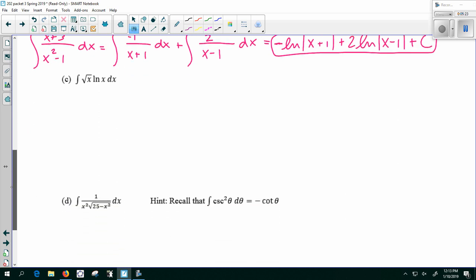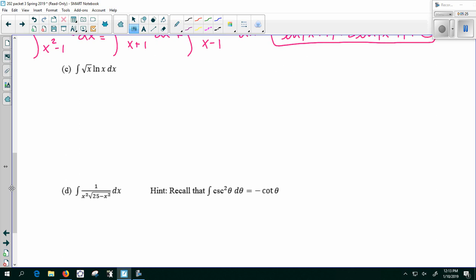All right, my next one, square root x times ln x. It's a product, but my two terms, one is not obviously a derivative of the other. Ln x and square root x are not related by a derivative, which means that u substitution is not necessarily going to work. So instead, I'm going to try by parts.